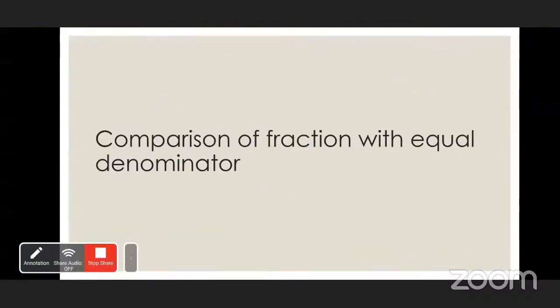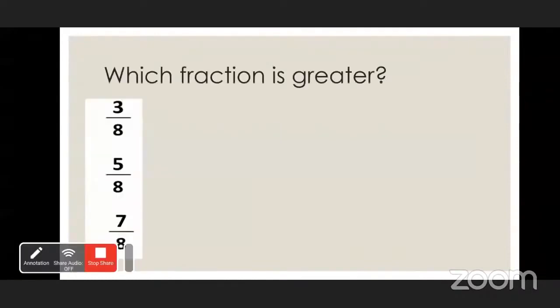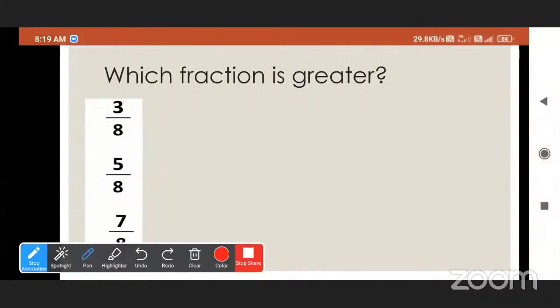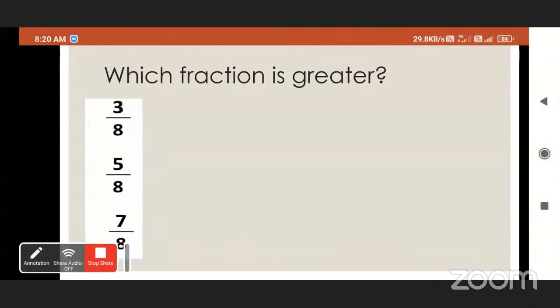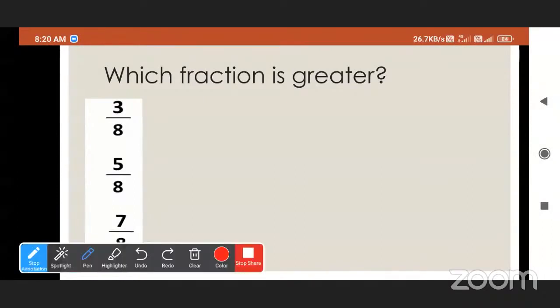Okay, now we will see how to compare fractions with equal denominators. See here, the question is: which fraction is the greater or bigger? Can you guess which one is greater? 3 upon 8, 5 upon 8, or 7 upon 8? Which one is the bigger? 7 upon 8. Why is it greater?